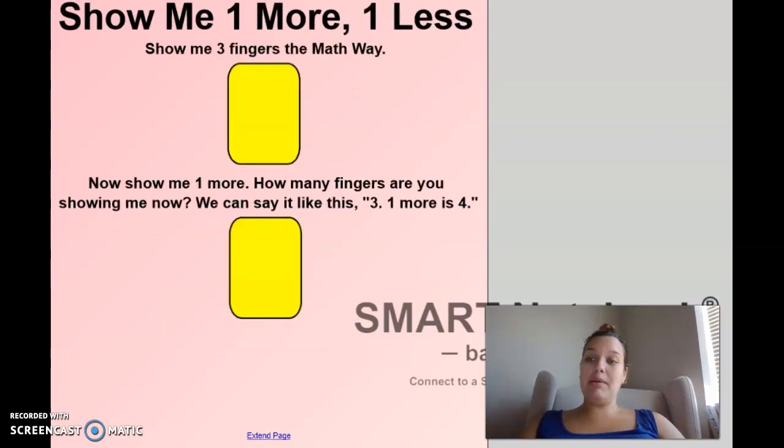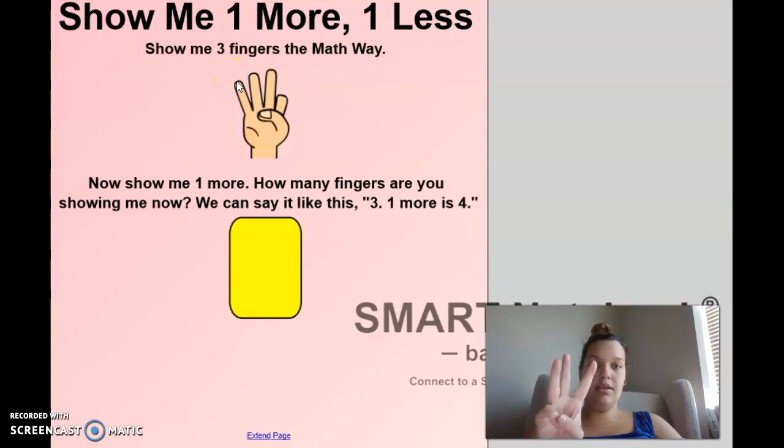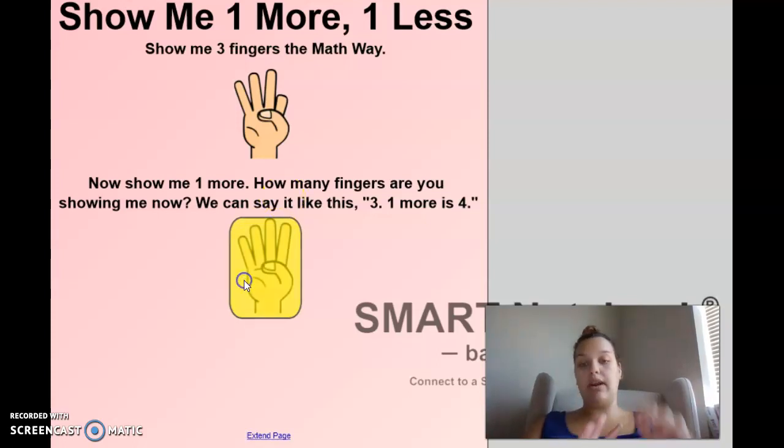All right, to warm up our brains today, we're gonna do show me one more and show me one less. So I want you to show me 3 fingers the math way. There's 3 fingers. Now show me one more. How many do you have now? 4. So we can say 3 and one more is 4.